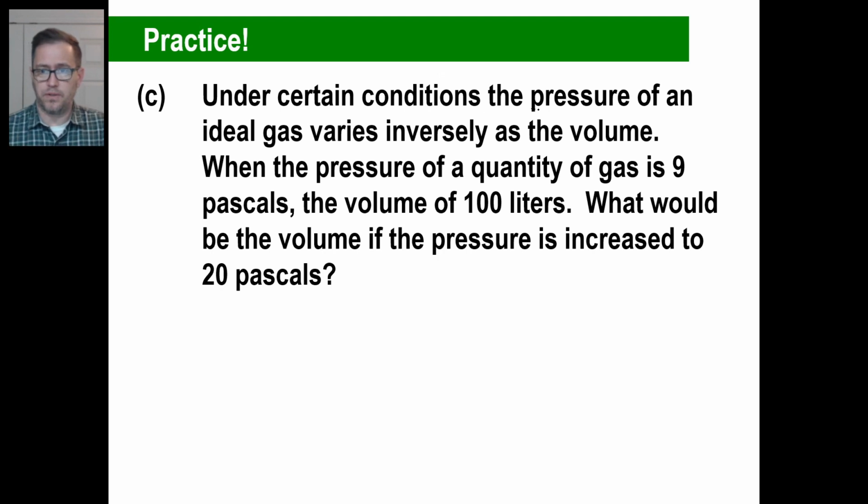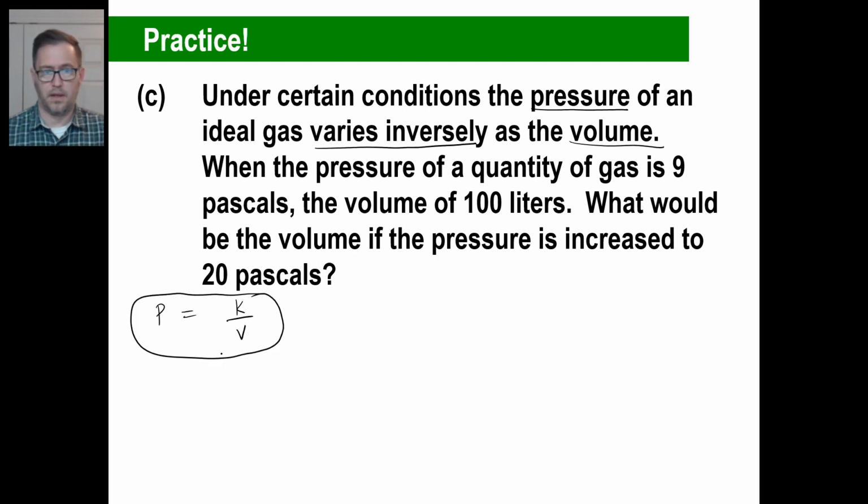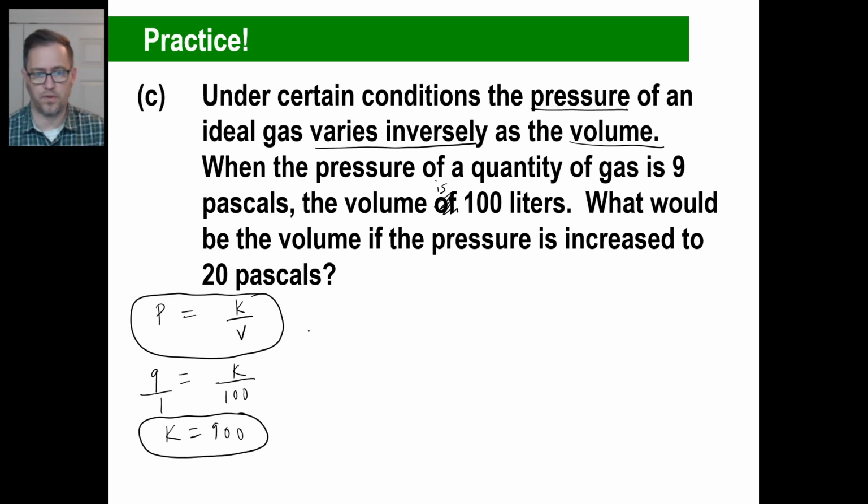All right. We got pressure varies inversely as the volume. What's that equation look like? We got inverse. So pressure varies inversely. That's our equation. All right. When the pressure of gas is 9, so I have a 9 there, the volume is 100 liters. So we figure out our K, we get 100 for volume, and of course 1 times K is going to be 9 times 100. So we figured out our K is equal to 900. Good, we're going to use both of those, okay?